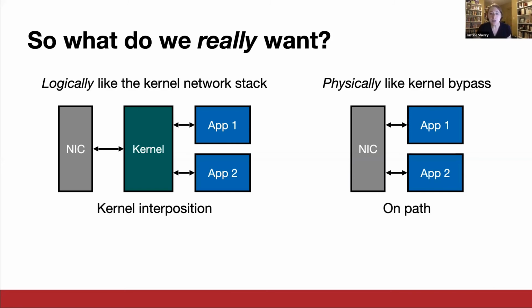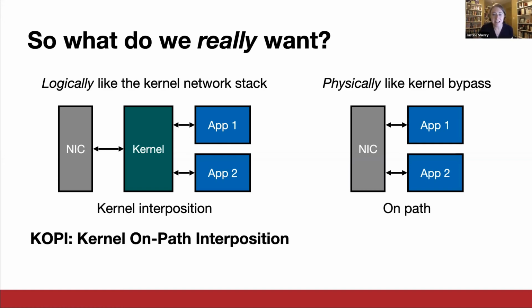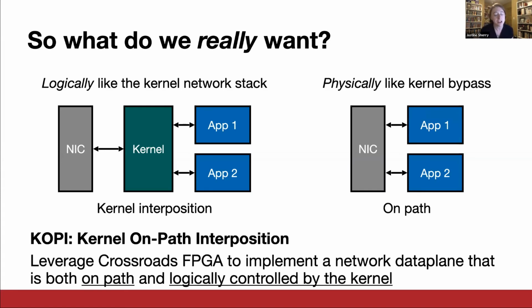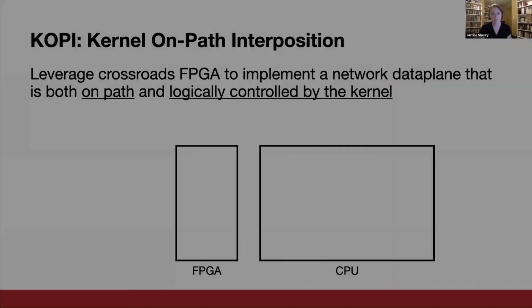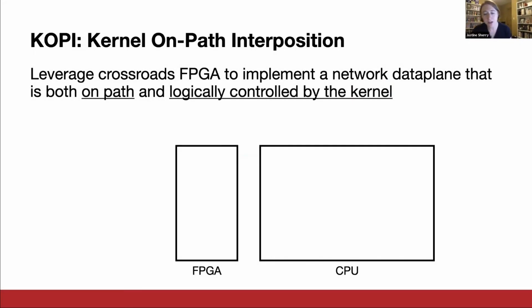So this leads to an approach that we call kernel on-path interposition, or KOPI, which is the key idea behind Norman, our new data plane for Linux that is going to make networking much faster while still providing the same functionality that we get from traditional kernels. And what we're going to do is leverage the Crossroads FPGA to implement a network data plane that is both on-path, but logically controlled by the kernel. So here's what that's going to look like.